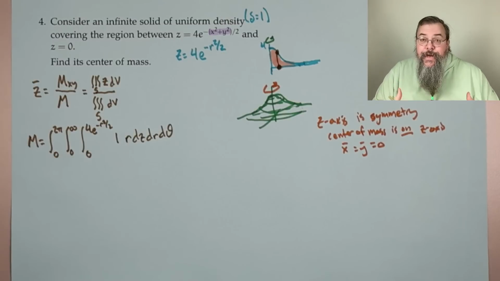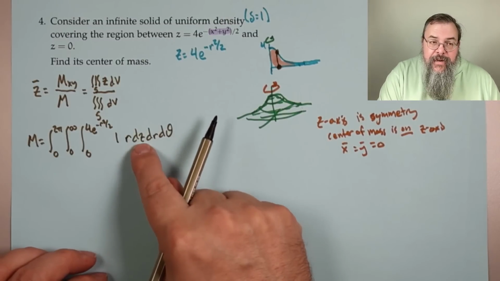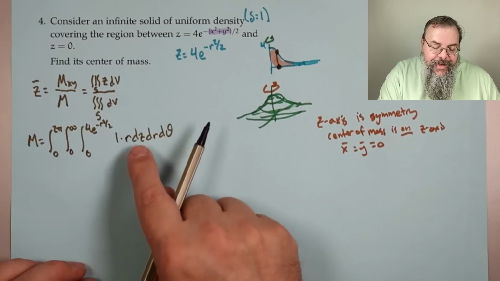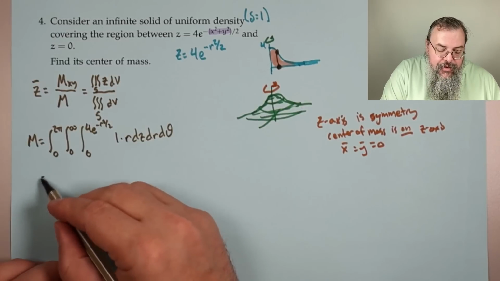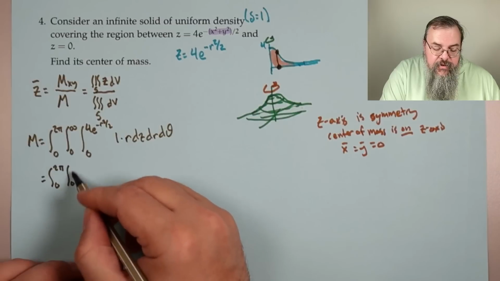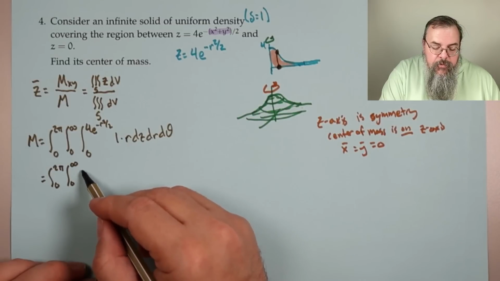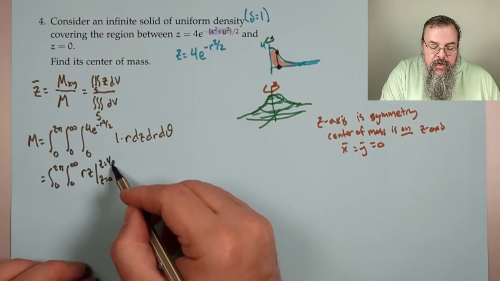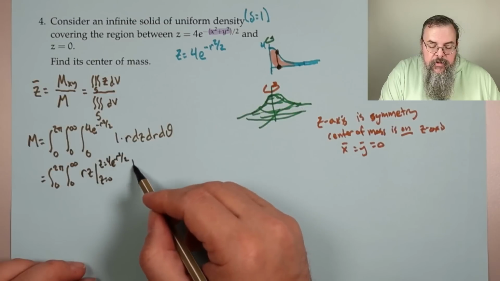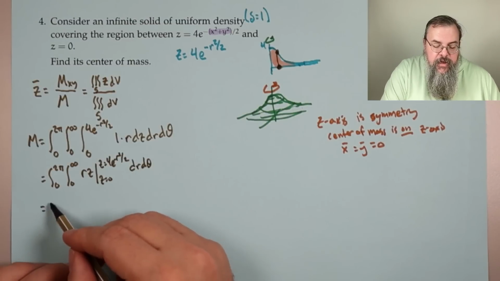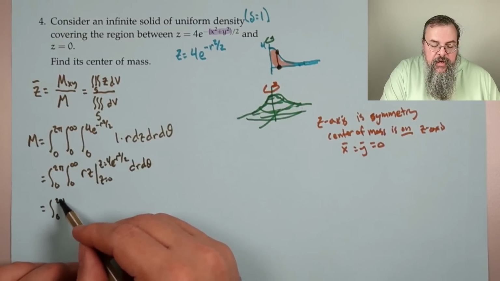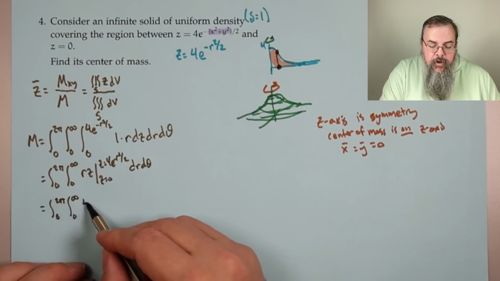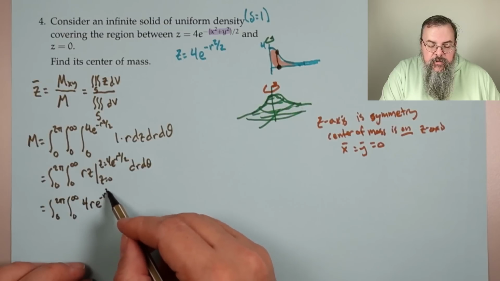Okay, now we're cooking. Integrate with respect to z. r is a constant, so is 1. It's a great constant. And so we'll get r times z. So 0 to 2 pi, 0 to infinity of rz, evaluated from z equals 0 to z equals 4e to the minus r squared over 2. And then this becomes 0 to 2 pi, and now 0 to infinity of 4r e to the minus r squared over 2.